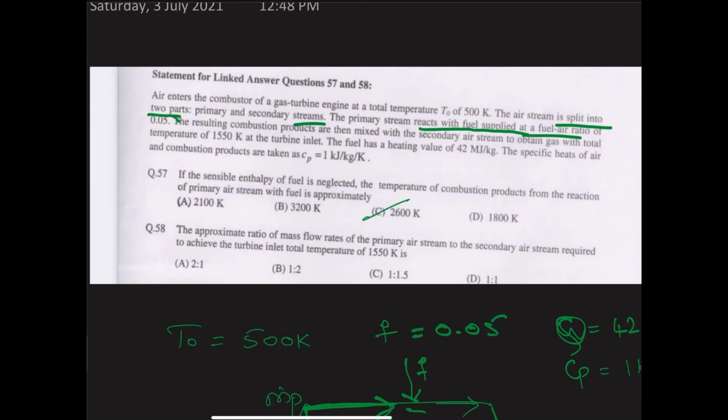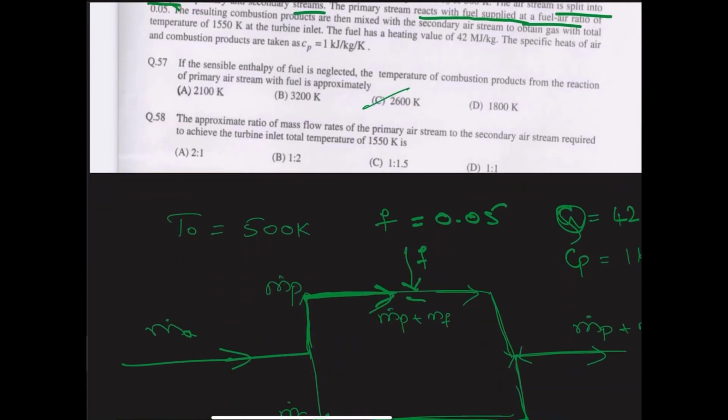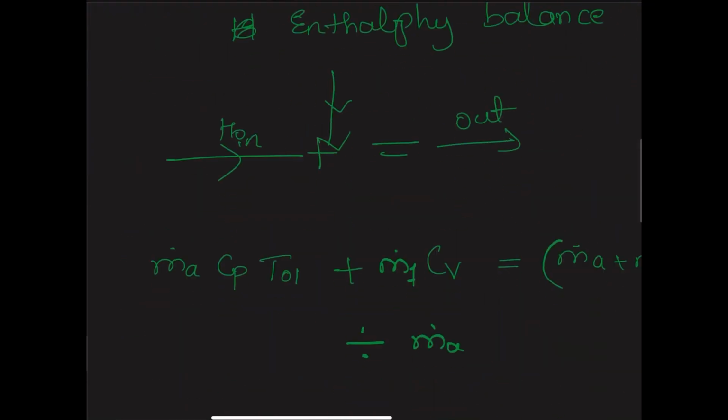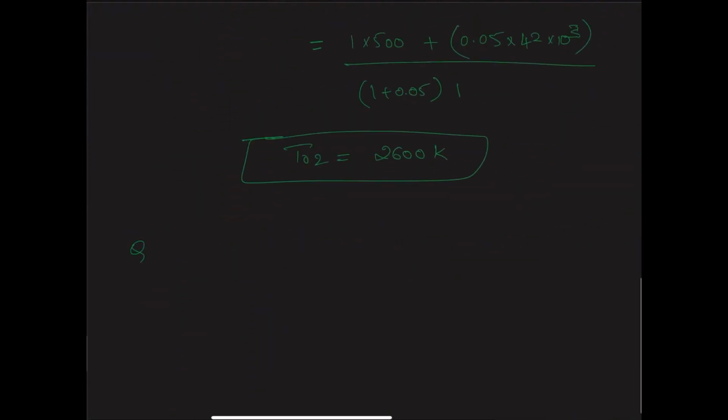So next, question number 58. The approximate ratio of mass flow rate of primary airstream to the secondary airstream required to achieve the turbine inlet temperature of 1550 Kelvin. Okay, so what should be this ratio to achieve T03 is equals to 1550 Kelvin. Okay, so let's solve that. So question number 58, we need to calculate ratio of primary airstream to the secondary airstream for T03 is equals to 1550 Kelvin.